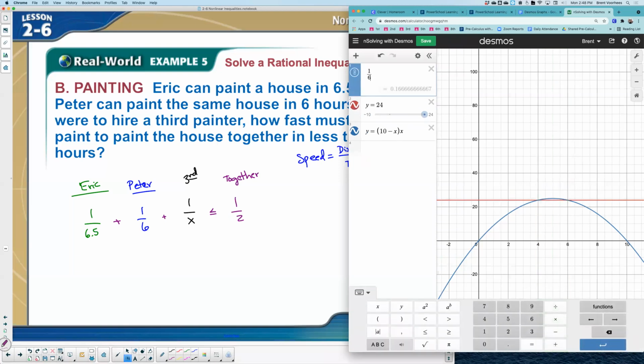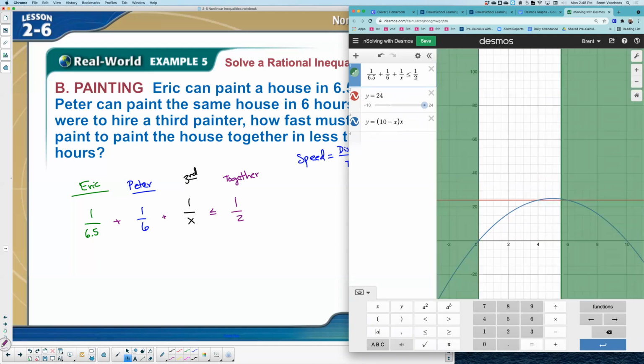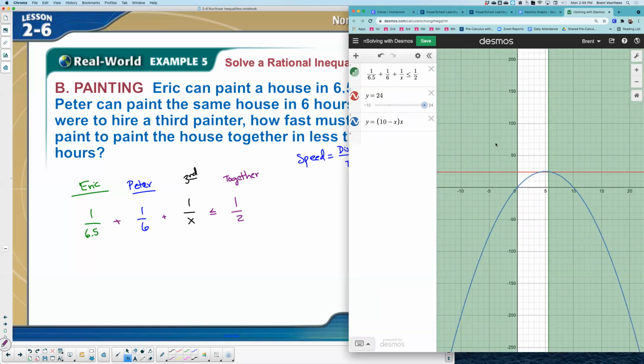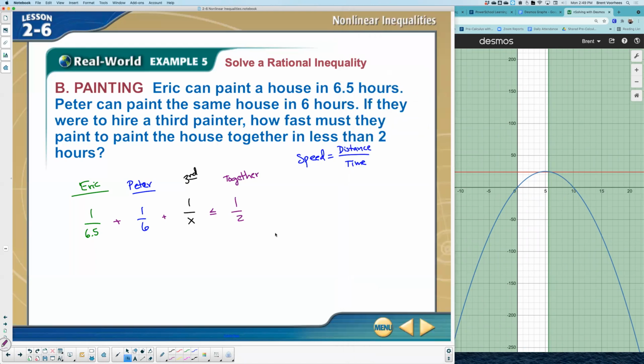So I have 1 divided by 6.5 plus 1 divided by 6 plus 1 divided by x. Hold on, Jordan. Is less than or equal to 1/2. I believe that's what we want. Oh, no, I'm wrong. This inequality is saying the answer could be like 10 hours, 15 hours, 20 hours. No, we want a fast time. So I'm backwards on this.